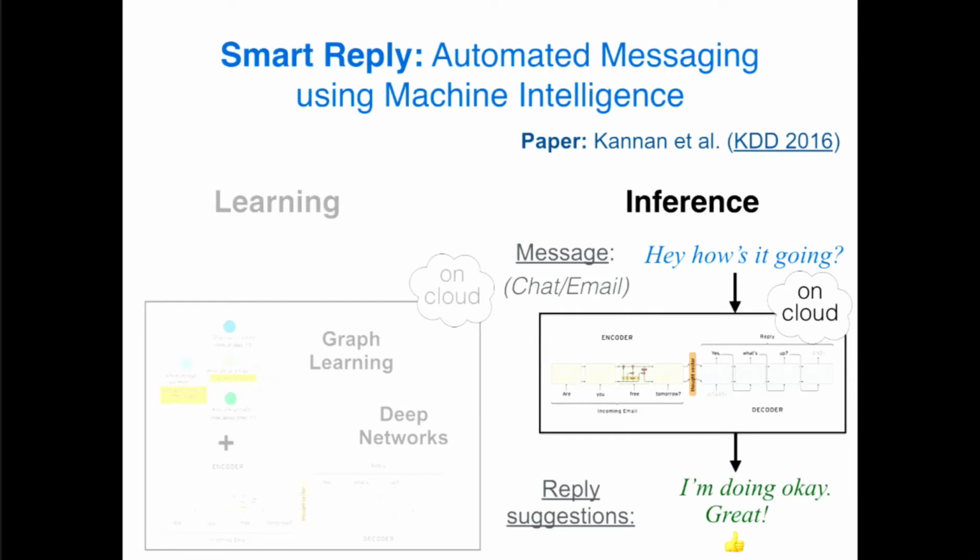Okay, so this is how Smart Reply works. A lot of complex things going on: graph learning, machine learning, using deep networks, and how you combine them effectively. There are different types of neural networks used as well. But once trained, you have this LSTM model that takes an incoming message like, hey, how's it going? And then generates predictions like, I'm doing okay, great, thumbs up. Of course, we said chat conversation, so it can predict emojis as well.